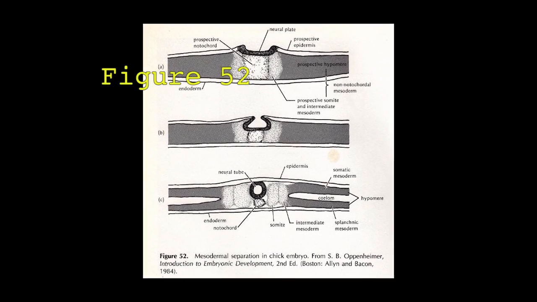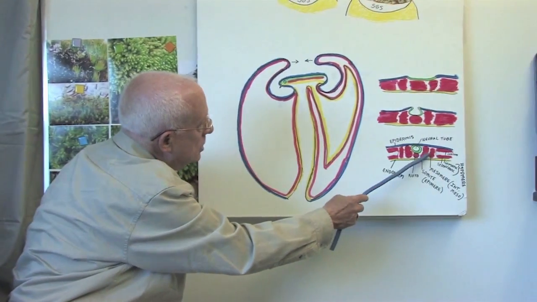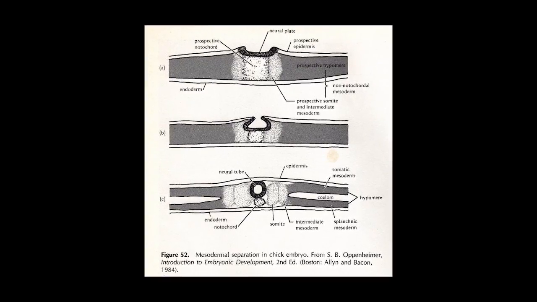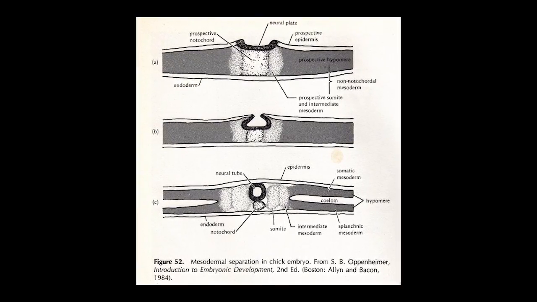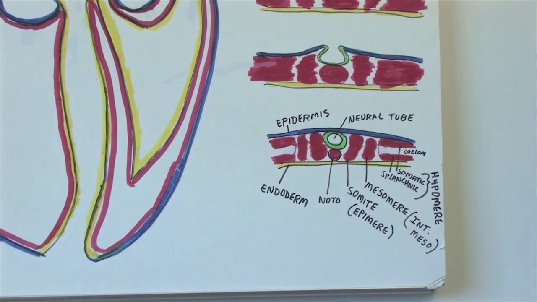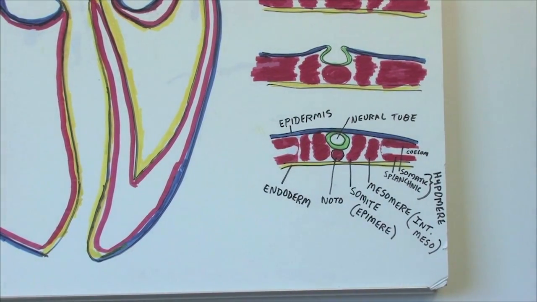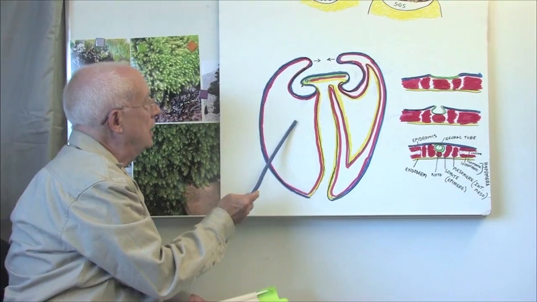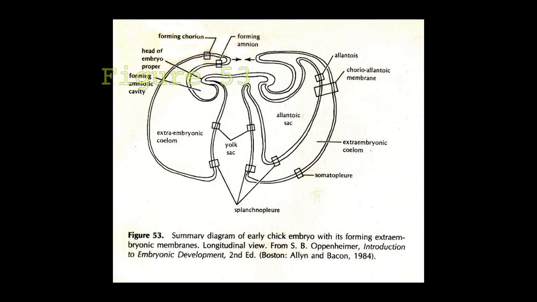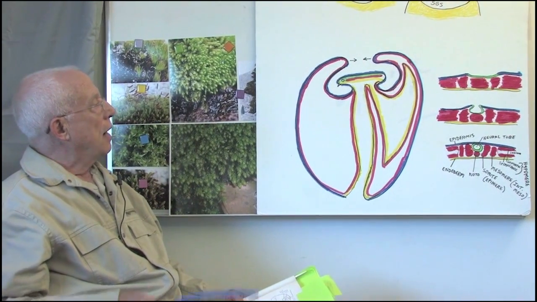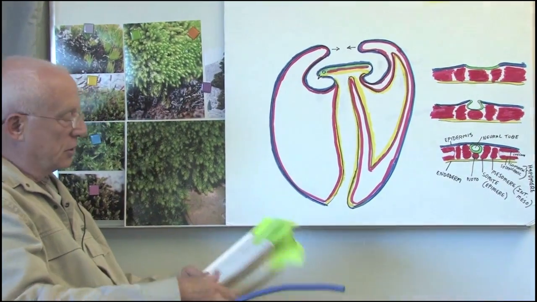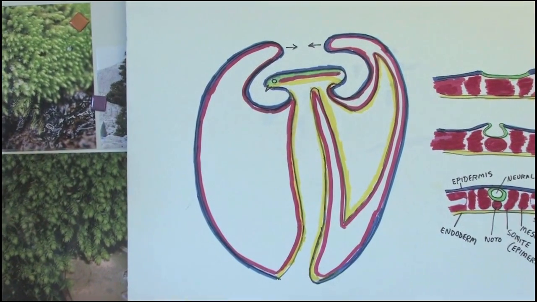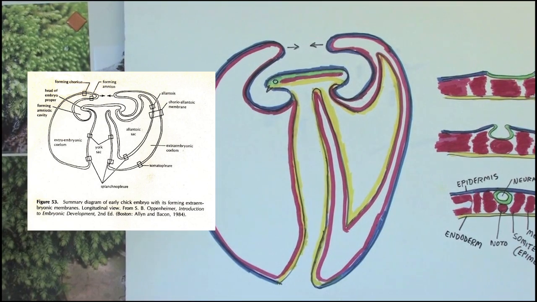Figure number 52 is basically this, showing how the mesoderm develops and how neurulation occurs in the chick. That's all for figure number 52. Figure number 53 is exactly this, but it's in color. This is in color. In your atlas, it's in black and white. And I think this will help you understand what's in your atlas.